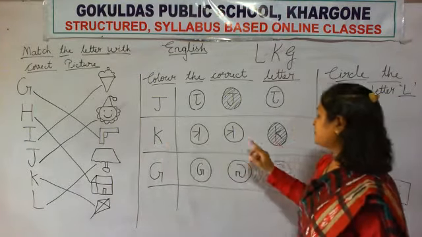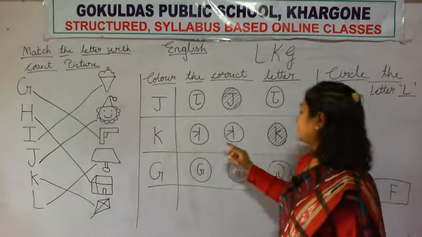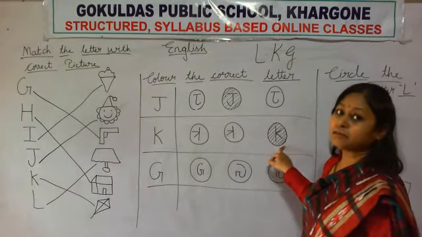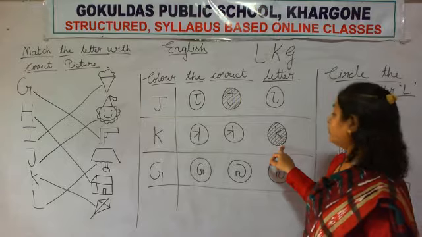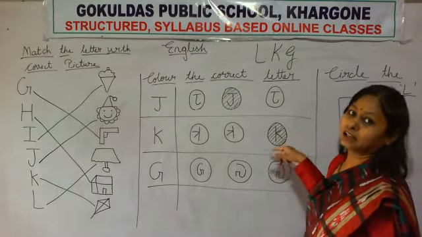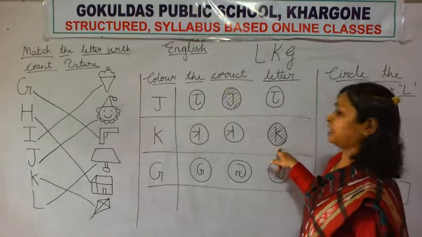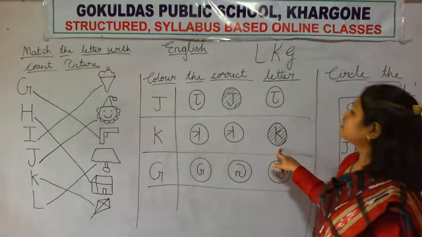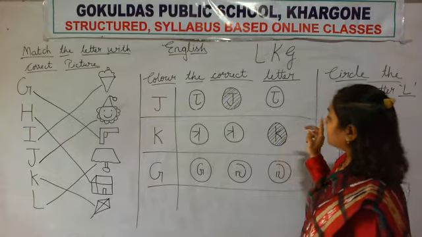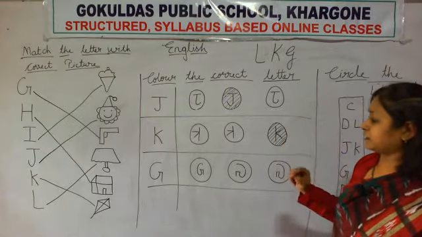Okay, the formation of K. Look here, this K and this K are same. Yes, so what we will do? We will color this letter. Both are same. The formation of letter K is right. So what we will do? We will color this letter.